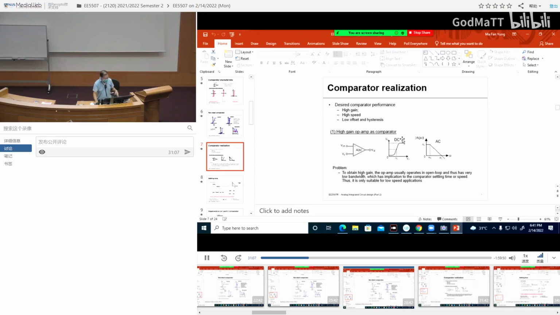And then of course we want low offset and hysteresis, because if the offset is too high, that means you cannot compare or resolve small inputs.